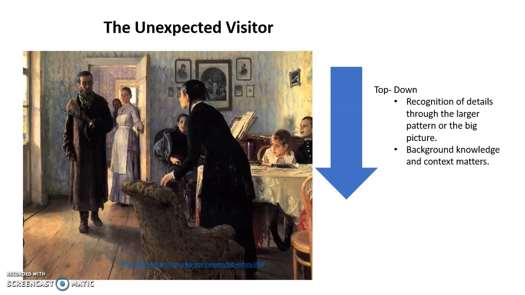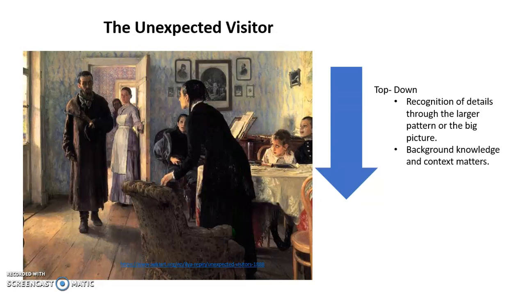This is called top-down. So in this picture, the position of this woman's body tells us that she's probably just got up. The direction that everyone's eyes are looking at the man tells us he's probably the unexpected visitor. The angle that the light is coming in through the window tells us the time of day. The apron on the lady opening the doorway tells us that she's probably a servant.